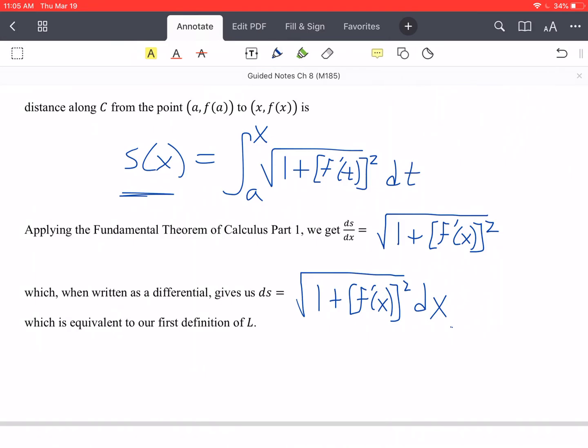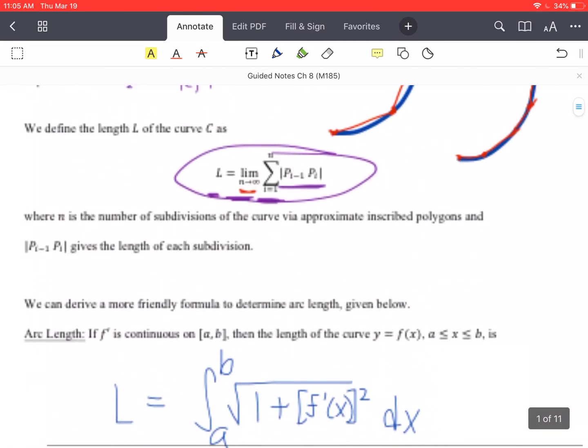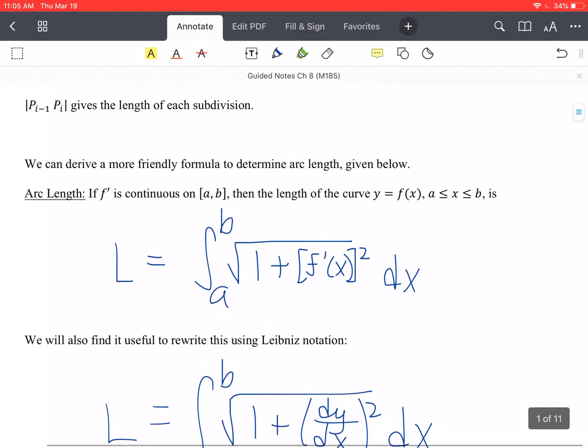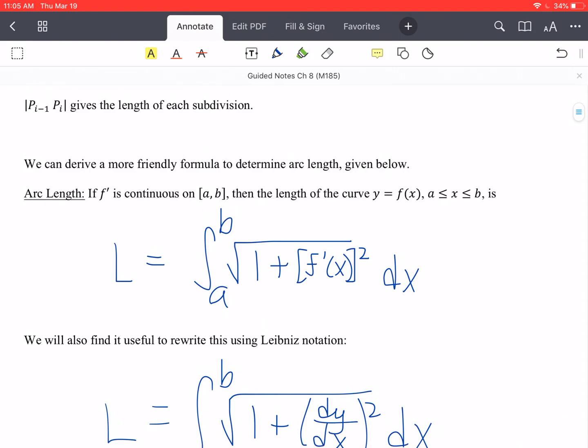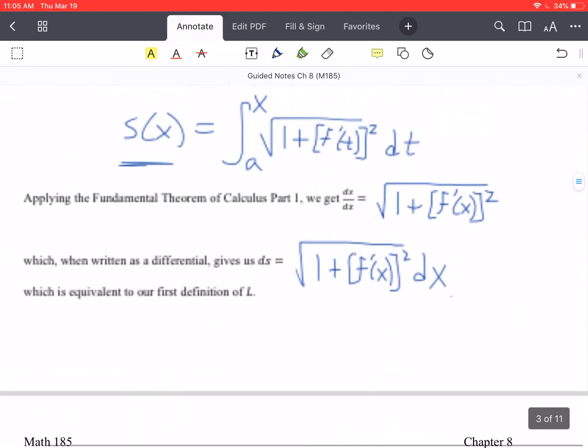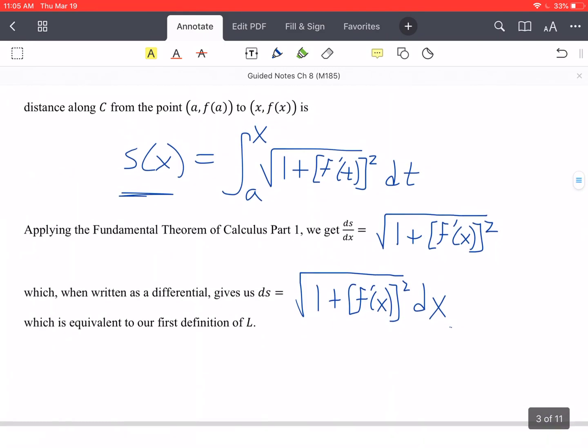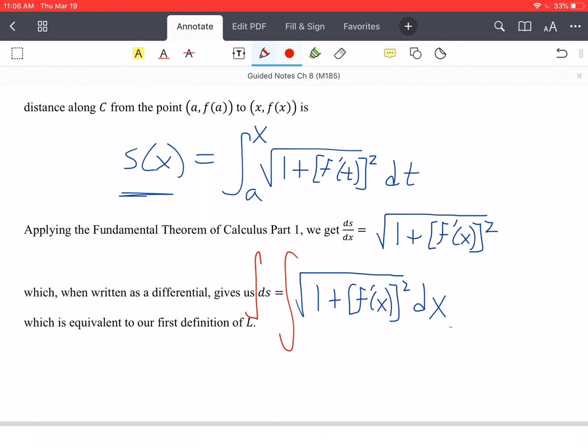So if we go back and look way back at the beginning, right here, if you were to take the integral of both sides of this differential, you would get the integral from a to b of the square root of 1 plus f prime of x squared dx, and that would be the integral of this. That would give us our arc length formula. Symbolically, it often gets written as the integral of ds, but really we're just talking about this expression right here.